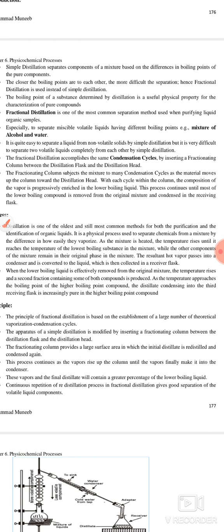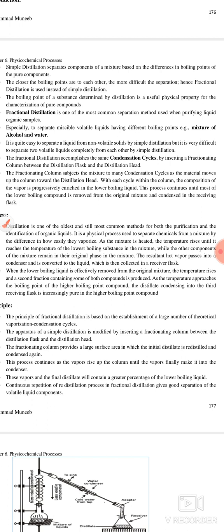So distillation is one of the oldest and still most common methods for both purification and identification, and it is a physical process to separate out your chemicals. Some people think that it is a chemical reaction method, but it's not a chemical reaction. It is a separating technique, a physical separating technique. Nothing is going to change your chemical properties. Just this is a separating technique. It is used for the purification of your particular compound.